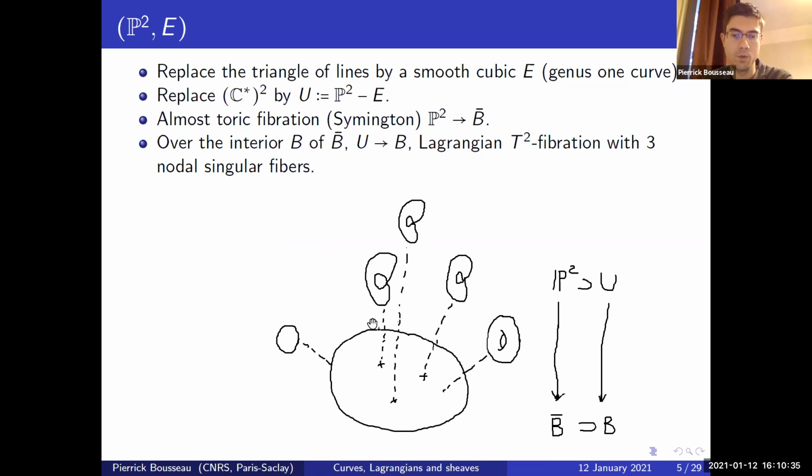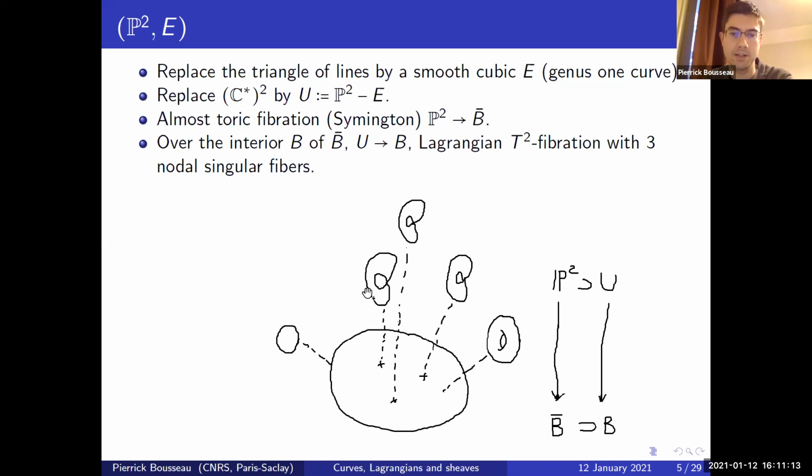And now if you look at what happens at the boundary of this disk, over the boundary of this disk, you have a cycle. And indeed, the space sitting over the boundary of the disk is a family of cycles, so it's a 2-torus, and it's indeed our elliptic curve E. Is there any question about this picture? So this picture is a description of the complement P2 minus E as a fibration over a disk, a real Lagrangian torus fibration with 3 singular fibers.